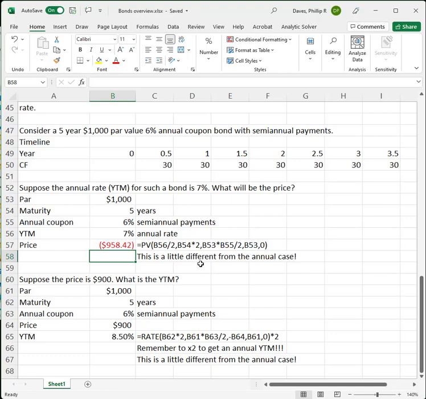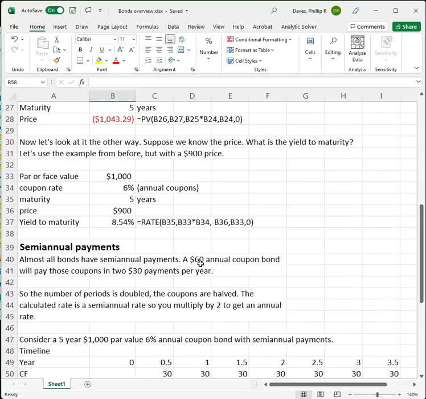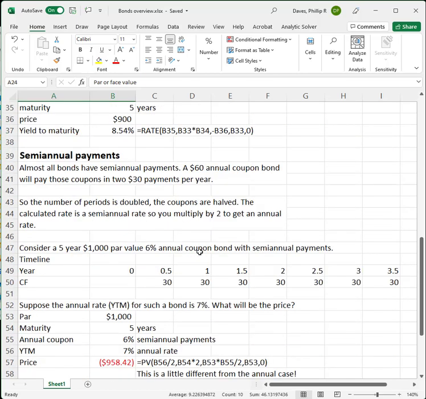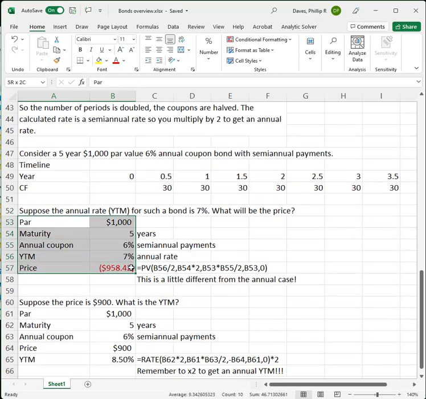And notice this is a little bit different from the situation that we had. Let's go back over here, make this 7% when we had annual payments. If you have annual payments and the yield to maturity is 7%, then it's worth $959. If you have semi-annual payments, then it's worth $958.42. And you might say, oh, well, that's not very much different. Why do we have to mess with it? Well, that's a lot different if you multiply by $100 million and you're looking at a $1.50 difference on a $1,000 investment. That's a big deal when you start adding a bunch of zeros to it.